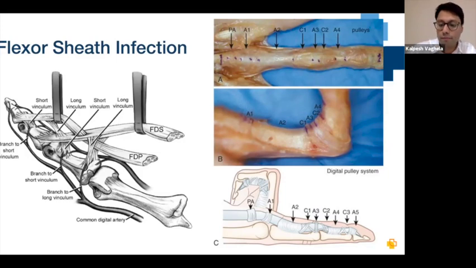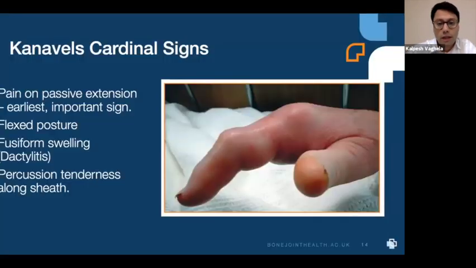So these can be quite painful injuries. And what you'll see is this classic picture where you've got a very swollen finger, and Kanavel described 4 cardinal signs. The most important earlier sign is actually pain on passive extension. So you gently try and extend their finger, and they'll complain of a lot of pain. They'll have it in a flexed posture and also be extremely swollen and painful as well.